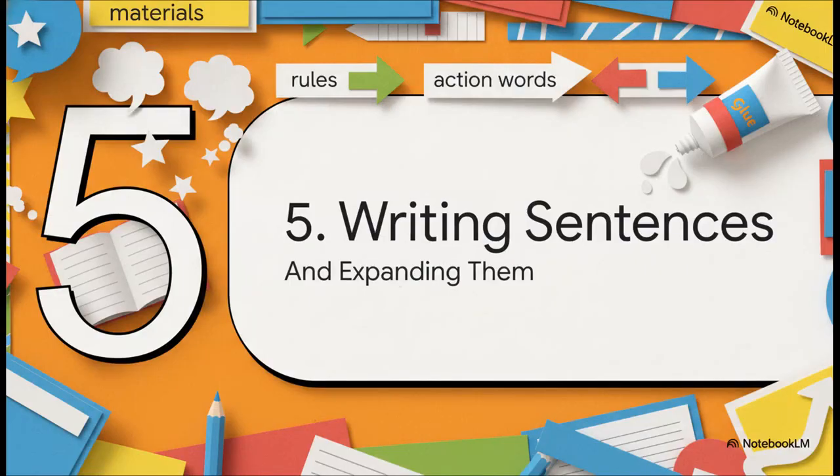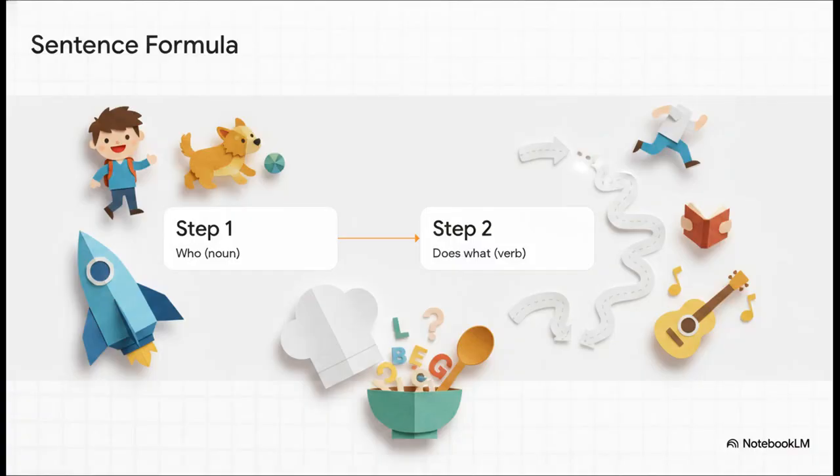And finally, stage 5, writing and expanding sentences. We've made it. We have all our materials, our rules, our action words, and our glue. Let's see how all these materials build into an incredibly simple, completely foolproof 2-step formula for writing a sentence. Step 1, pick a who. This is your noun, a person, animal, or thing.